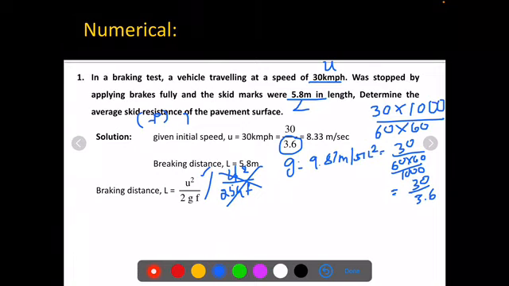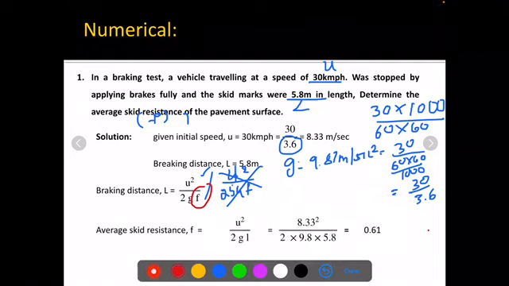So substitute all the values. The only unknown here is the F value that can be determined. The next step: average skid resistance F is equal to U square divided by 2GL, I'm taking L into the denominator. So that is equal to 8... we will get the value of 0.61. So this is the average skid resistance developed by the pavement surface.